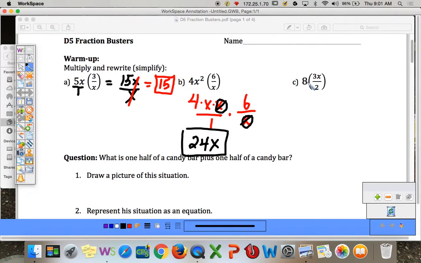Let's try the next one. So we have 8, which I can rewrite as 4 times 2 over 1 times 3x over 2. And now I can cancel the 2's, and I'll have 12x for my answer.